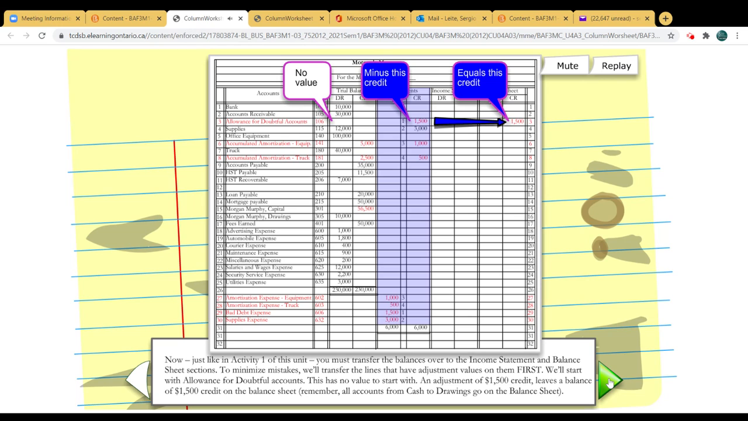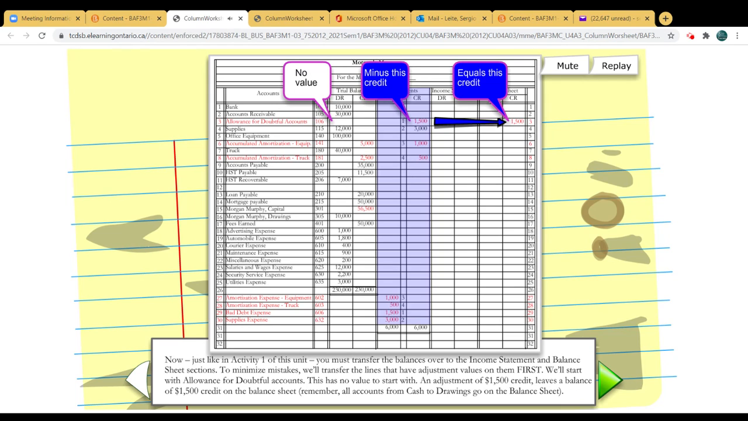Now, just like activity 1 of this unit, you must transfer the balances over to the income statement and balance sheet sections. To minimize mistakes, we'll transfer the lines that have adjustment values on them first. We'll start with allowance for doubtful accounts. This has no value to start with. An adjustment of $1,500 credit leaves a balance of $1,500 credit on the balance sheet.